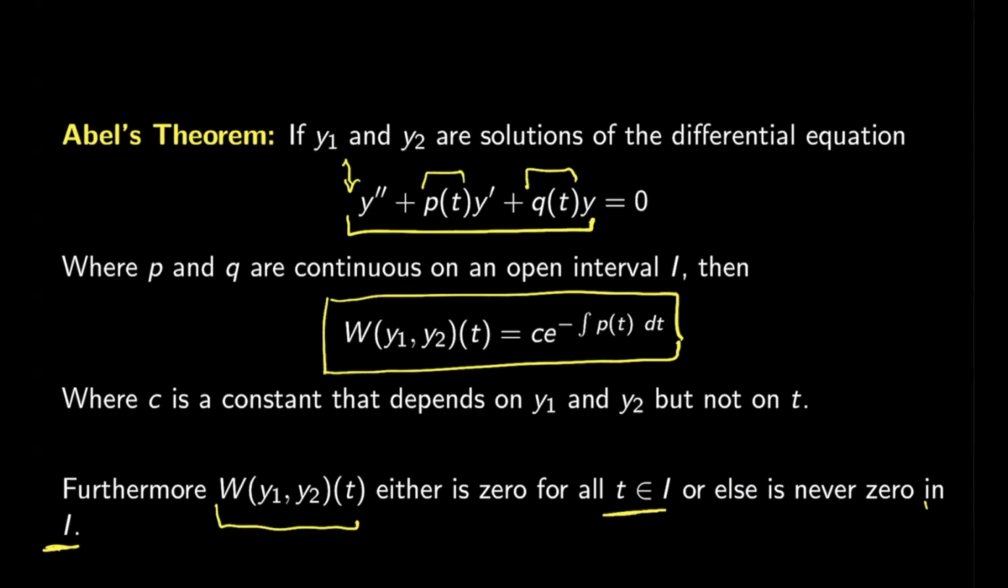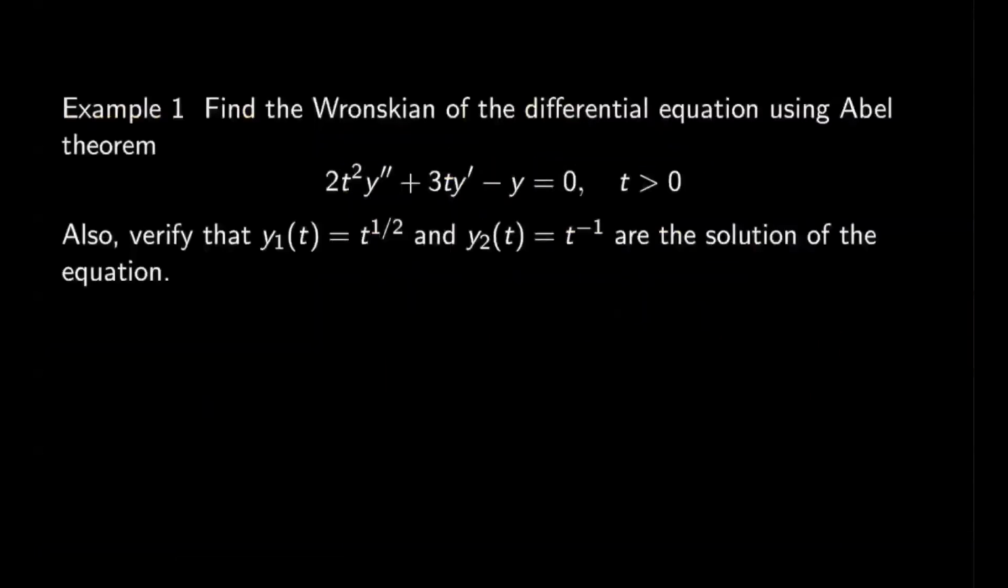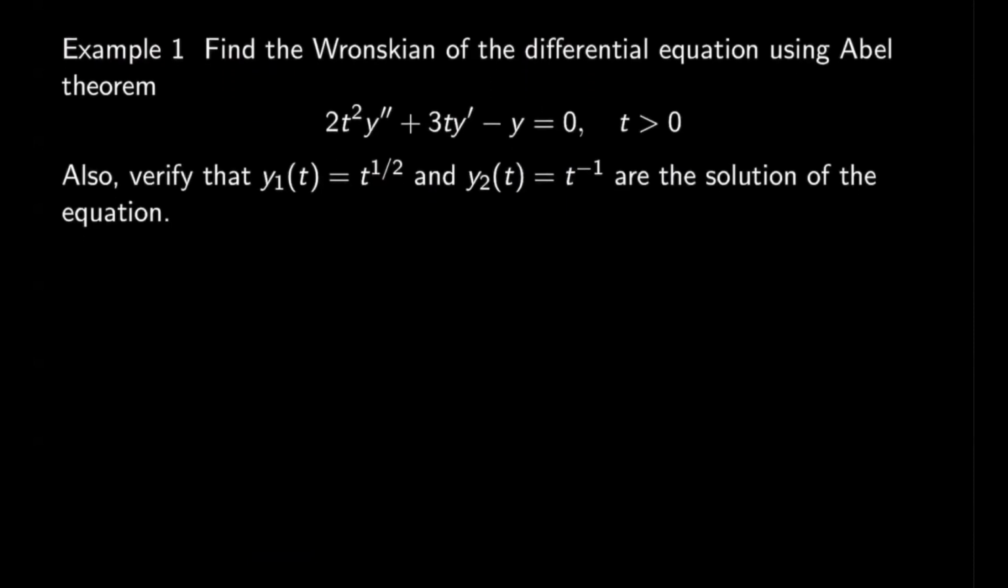So more importantly, this is the formula of the Wronskian if the differential equation is written in this form with the leading coefficient 1. Let's do one more example where we will calculate the Wronskian of the solutions using the differential equation, not using the solutions, and then we will verify that in fact these solutions give us the correct Wronskian. So here we have the differential equation, and I will write it into standard form by dividing by 2t squared on both sides.